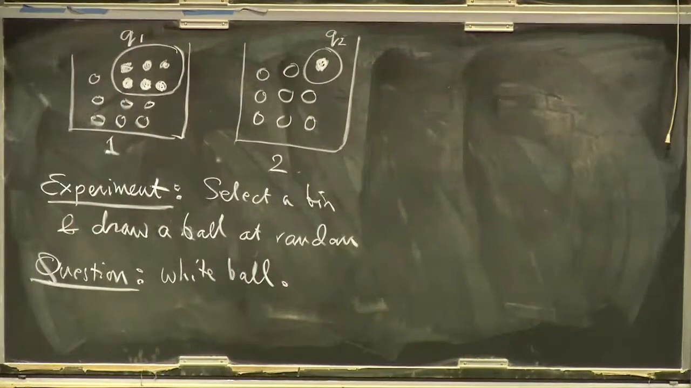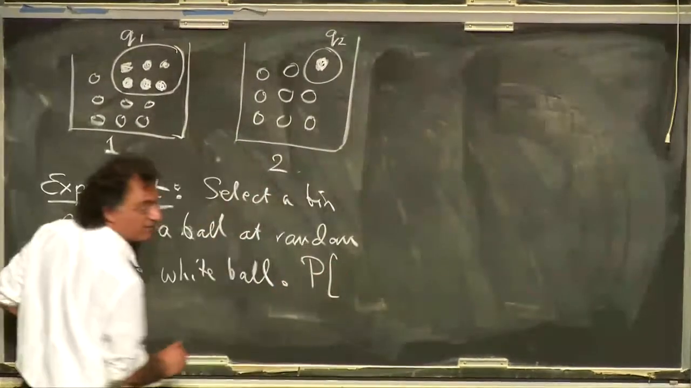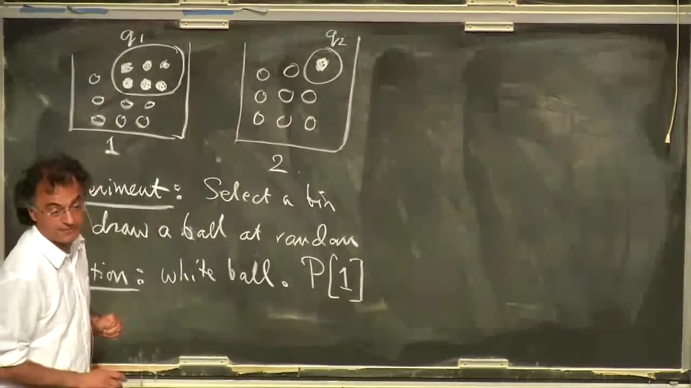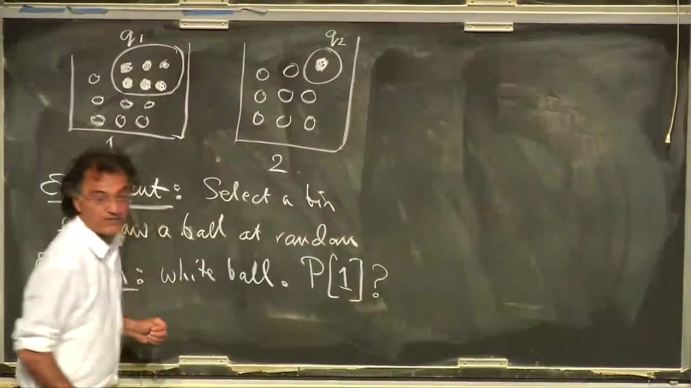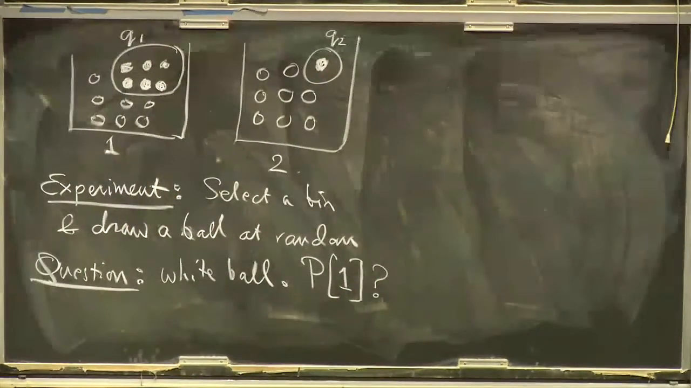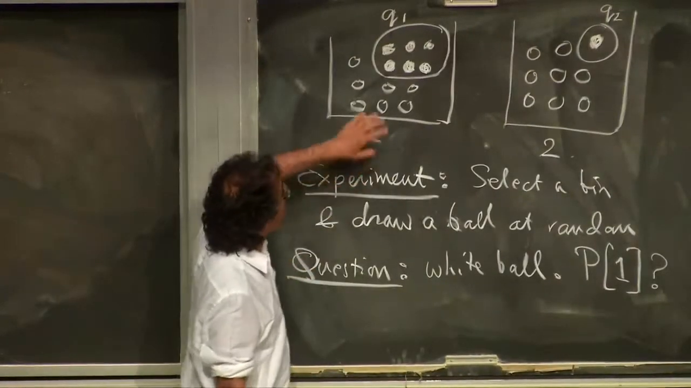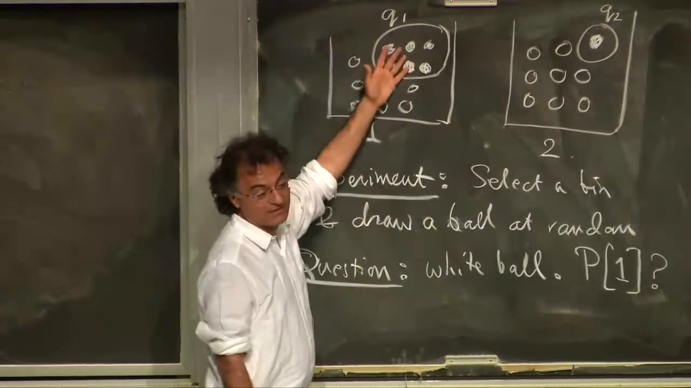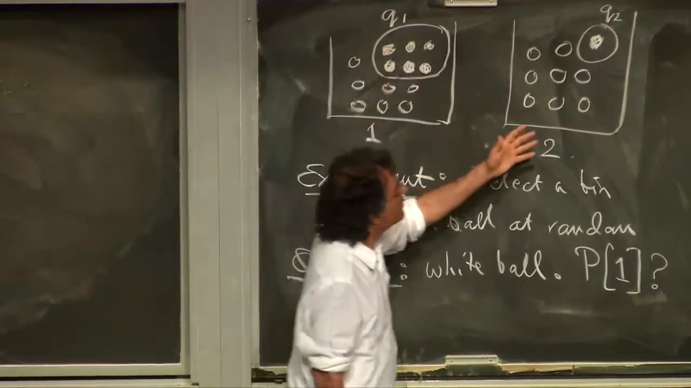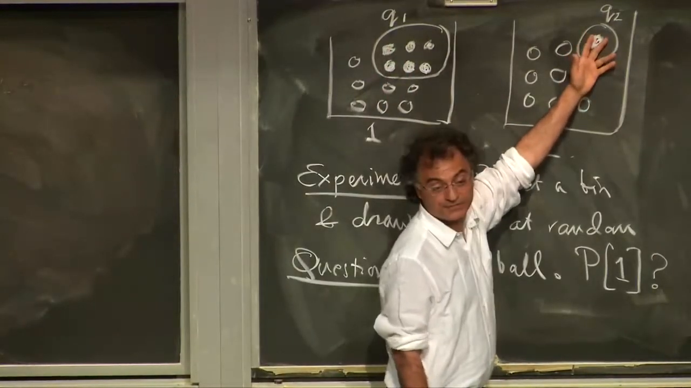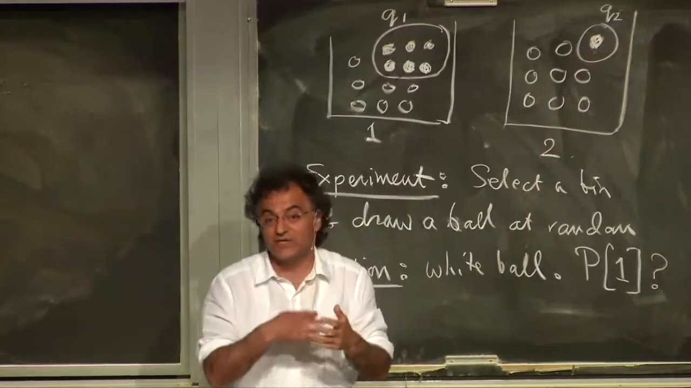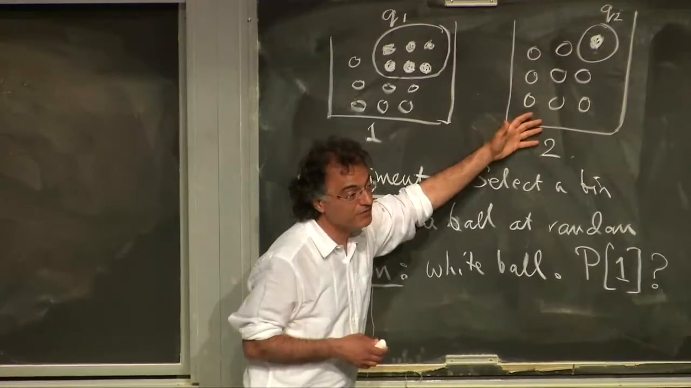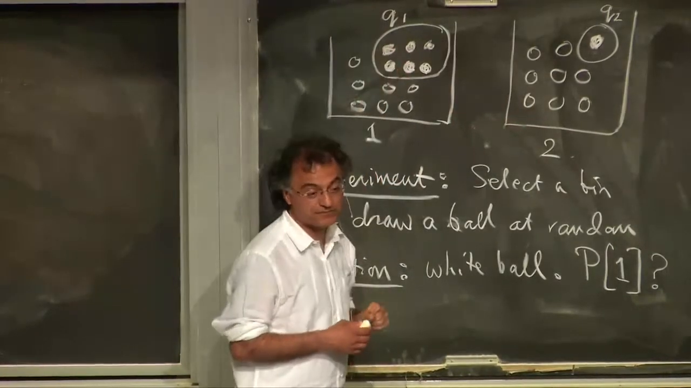Now we want to know, what's the probability that the bin that we reached into was bin number 1? See, the easy direction would have been asking, suppose we reached into bin number 1, what's the probability of drawing a white ball? It's just Q1, right? If we reached into bin number 2, the probability of drawing a white ball was Q2. But now we are asking the inverse question. We are asking the inference question. We don't know which one we reached into. And we want to know what's the probability that we actually reached into bin 1.